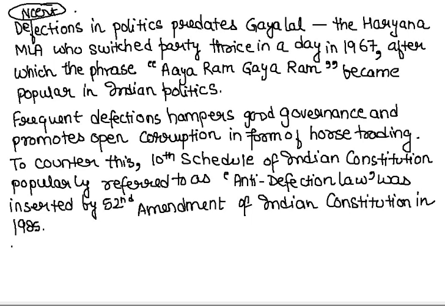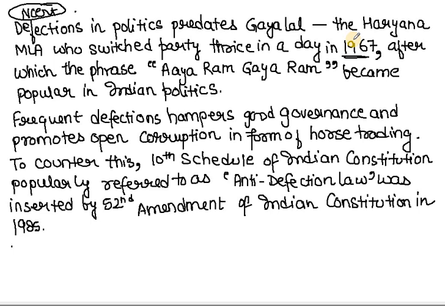Defection in politics comes from Gayalal. Gayalal was the Haryana MLA who switched party thrice in one single day. 1967 में इस इंसान ने 3 बार पार्टी चेंज की थी. So after which there was a phase which became very famous. Aya Ram, Gaya Ram. Ram came and Gaya Ram, Gaya Ram came and Gaya Ram went. It became very popular in Indian politics.